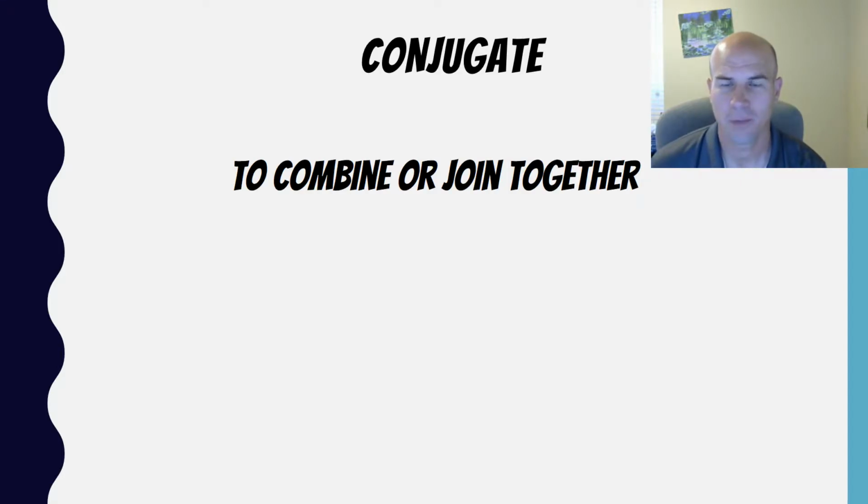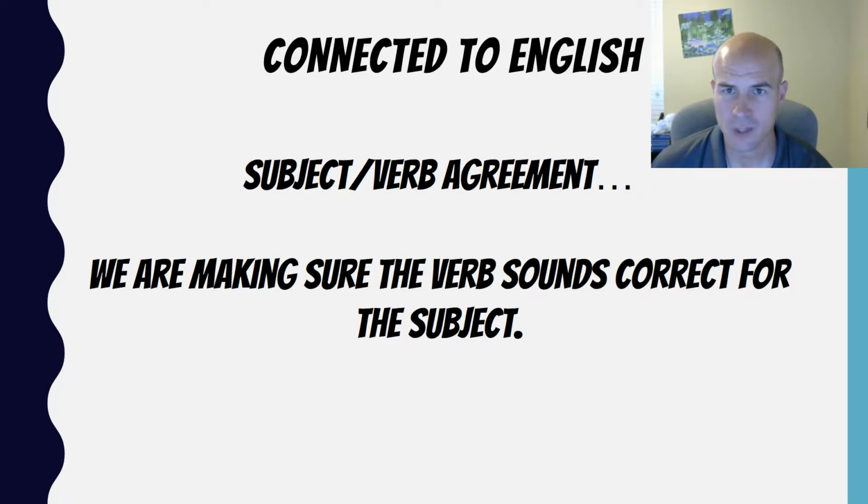Basically, a simple definition of conjugate is to combine or join together. So it's kind of like taking two different things and joining them, connecting them, combining them, making them fit together, so to speak. So when we connect that to English, we're simply talking about subject-verb agreement. We're making the verb sound correct for the subject.